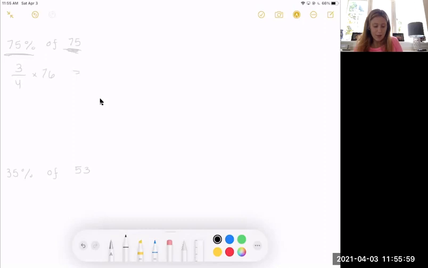You can either do 76 times 3 and then divide that by 4, or you can do this, which I think might be even easier. I know that 4 goes into 76, so I'm going to cross this out. I'm just dividing by 4 here. 4 divided by 4 makes this denominator 1. Then here, I'm also dividing by 4. I just said 19. So then we have 3 times 19, and that's going to give us 57.